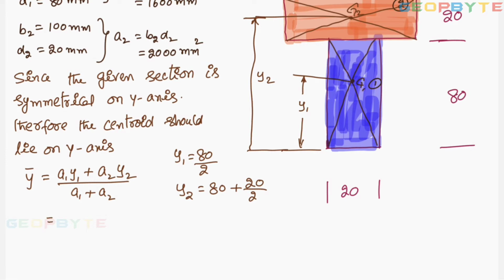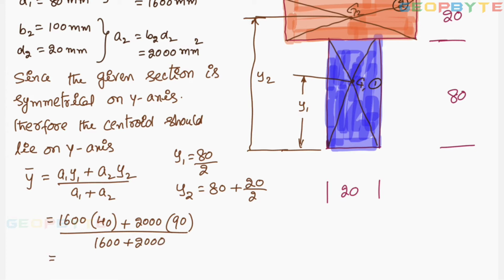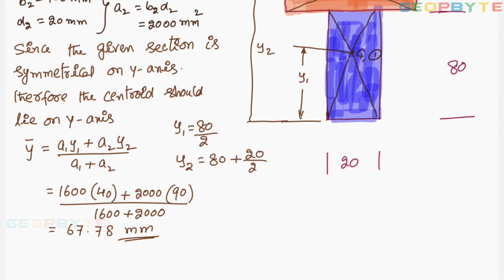Here a1 equal to 1600, y1 80 by 2, 40, plus a2 equal to 2000 into y2 90, divided by 1600 plus 2000. Simplify this value for getting the y bar around 67.78 mm. That is how you can decide the centroid on y axis. I hope you clearly understood.